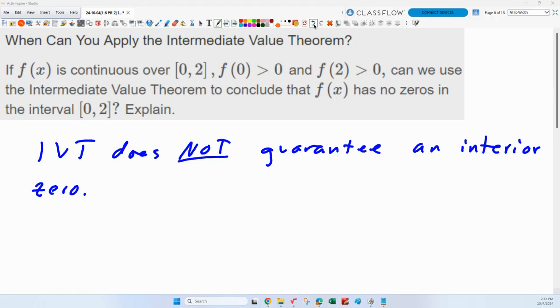Well, what does the word interior mean? Between, right? Between 0 and 2. So interior means on.